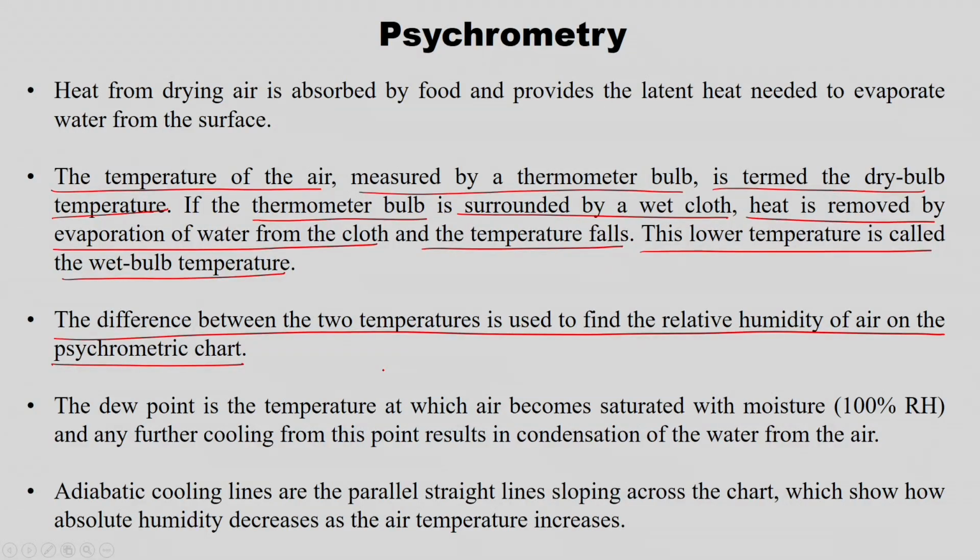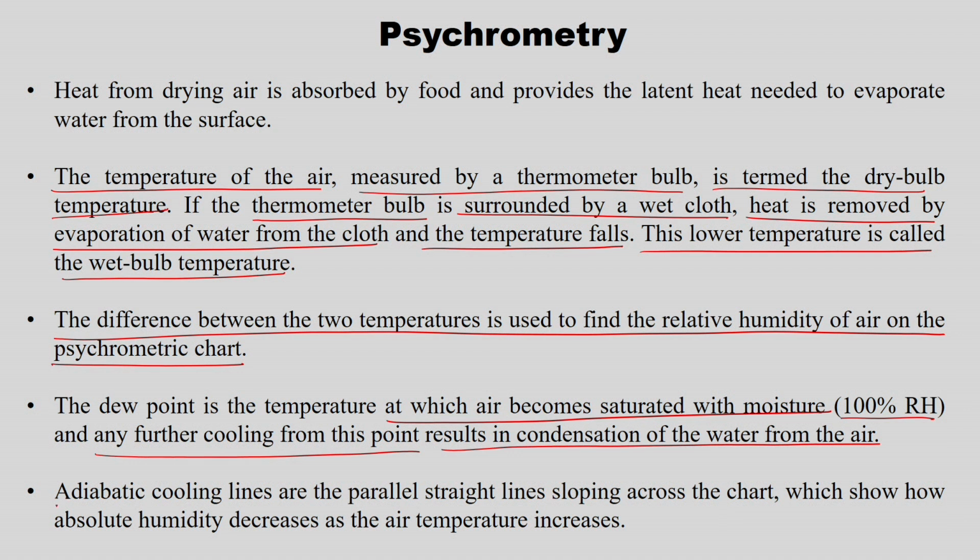Okay. The dew point is the temperature at which air becomes saturated with moisture, that means 100% relative humidity, and any further cooling from this point results in condensation of the water from the air. So, we have seen here the air water vapor system, right. Once the dew point is reached, there it is 100% relative humidity. After that, the water vapor won't stay with the air as water vapor, then it starts condensing as water.